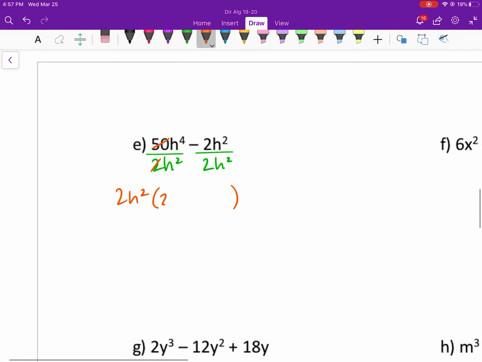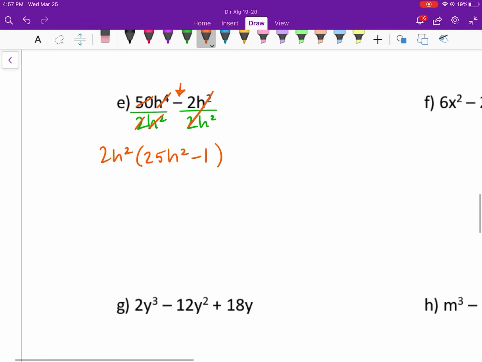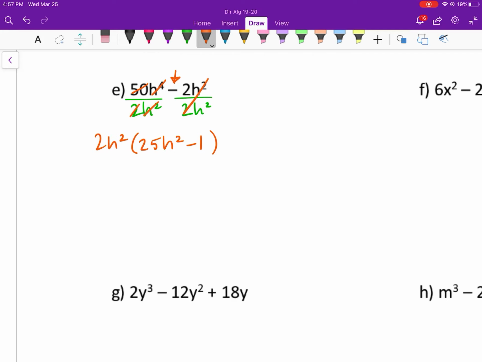50 divided by 2 would give us 25. H to the 4th divided by h squared is going to give us h squared. Now in that second term, everything cancels out to a 1. And don't forget, we're subtracting in between. Now we took out our GCF, and look what we're left with. I can square root that first term, and I can square root that second term. We're subtracting in between, so that tells me we have dots.